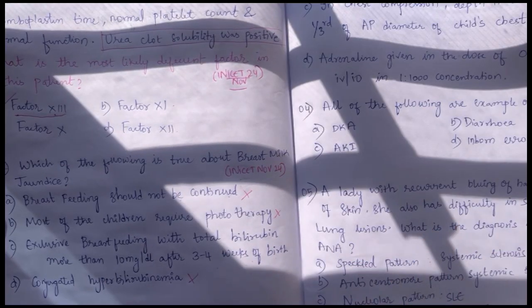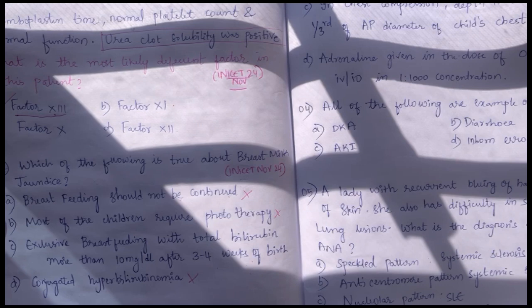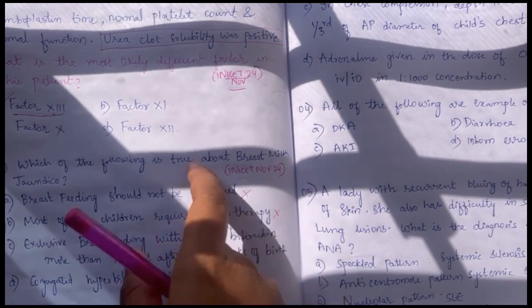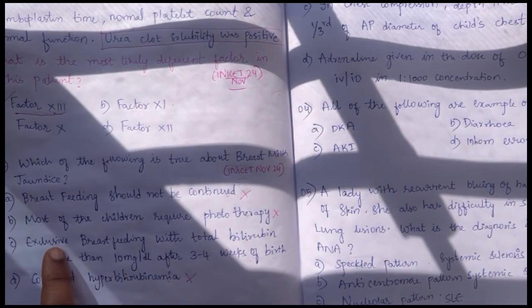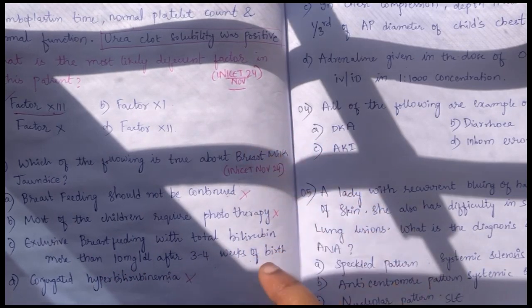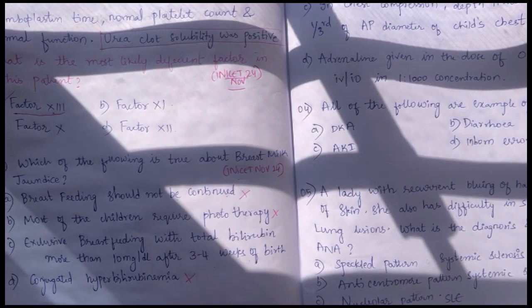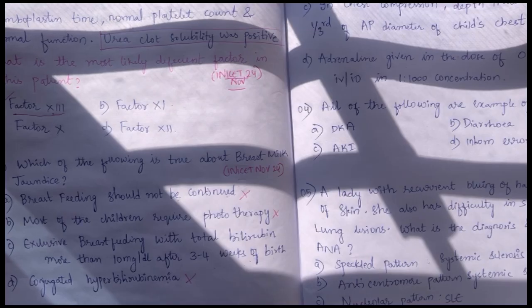Even if you don't know the answer, by ruling out options and simply putting your logic into this question, you can solve it. Here the answer would be exclusive breastfeeding with total bilirubin more than 10 mg per dl after 3 weeks of birth. This is the direct explanation of the meaning of breast milk jaundice. So now read the complete topic of jaundice at any cost.